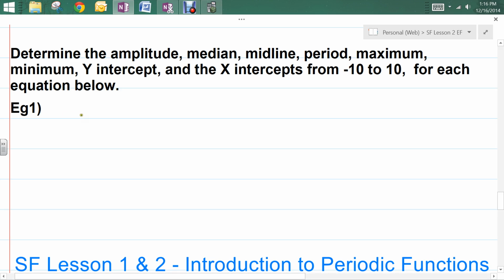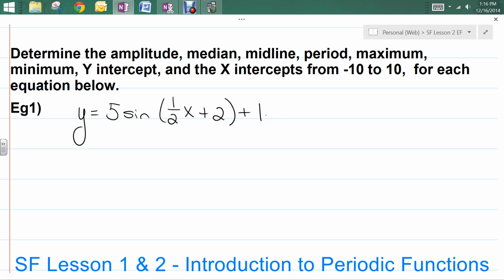So the equation I'm going to give you is y equals 5 times the sine of (1/2 x plus 2), plus 1. So I'm looking for the amplitude, the median, the midline, the period, the max, the min, the y-intercept, and the x-intercept.